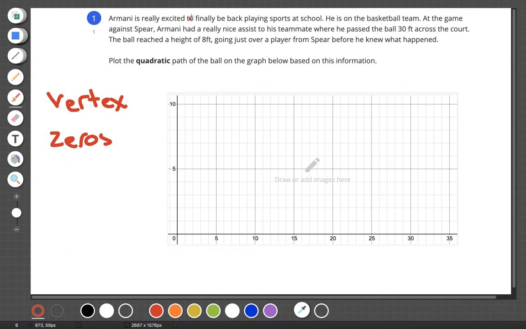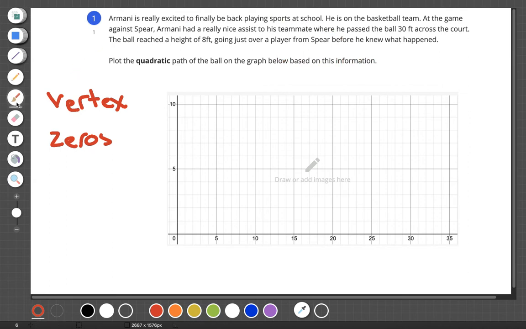Armani is really excited to finally be back playing sports at school. He is on the basketball team. At the game against Spear, Armani had a really nice assist to his teammate where he passed the ball 30 feet across the court. The ball reached a height of 8 feet, going just over a player from Spear before he knew what happened. Plot the quadratic path of the ball on the graph below based on this information.